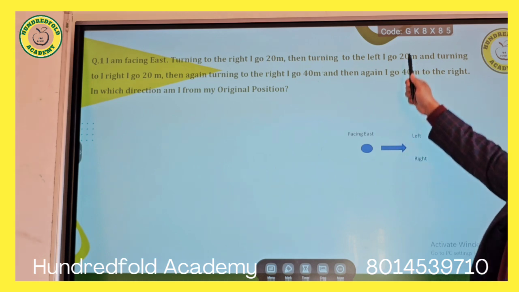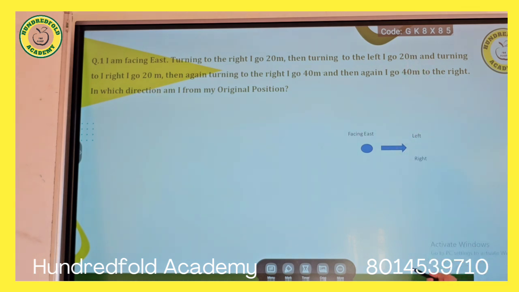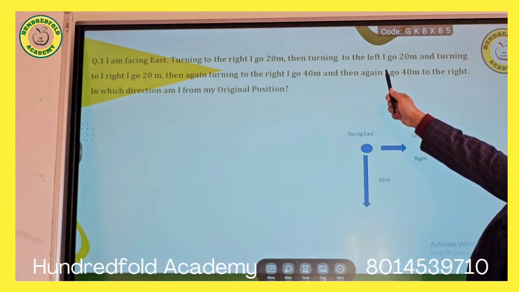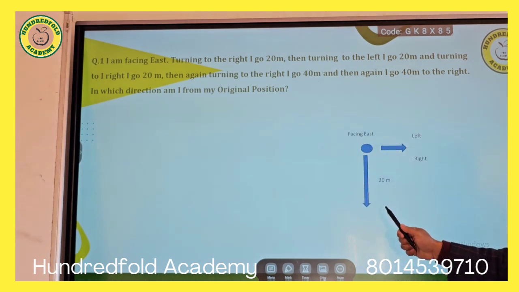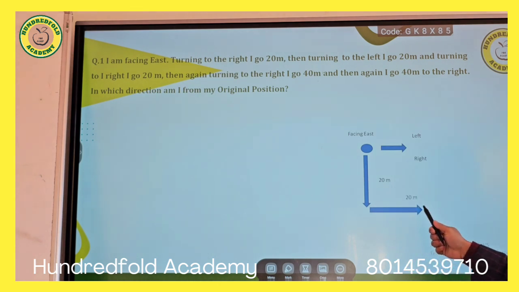If he turned left, it's going this side. But he turned right. So from here, he turned right. He went 20 meters. And then again, he turned to the left. All right. So you have to know. Now again, he turned left.